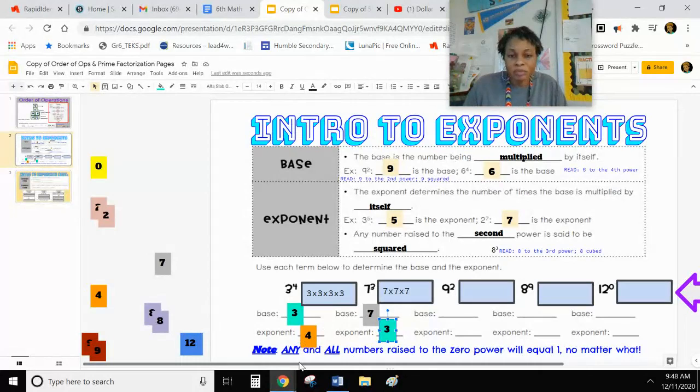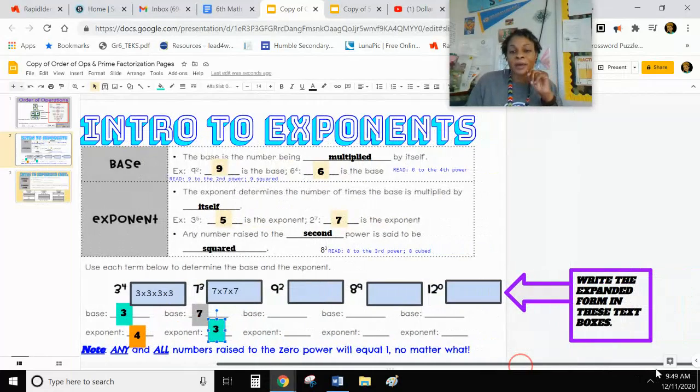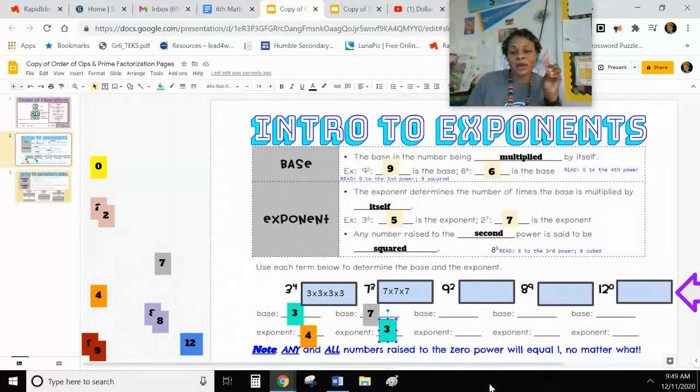Now, we need to know any and all numbers raised to the 0 power will be equal to 1, no matter what. So if I had 9 to the 0 power, that would equal 1, okay? And there's a long, drawn-out explanation for that. If you're interested, I can attach a video for you about that. But any number raised to the 0 power, like here, 12 to the 0 power, the answer is just going to be 1.